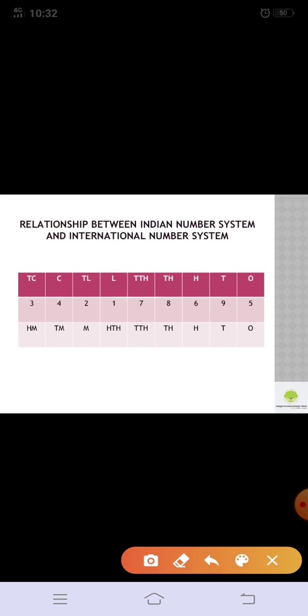But when we write lakh in the Indian number system, we write 100,000 in the international number system. That means 1 lakh equals 100,000. 1 million equals 10 lakh. 10 million equals 1 crore. Similarly, 100 million equals 10 crore. Like that we can relate the numbers.